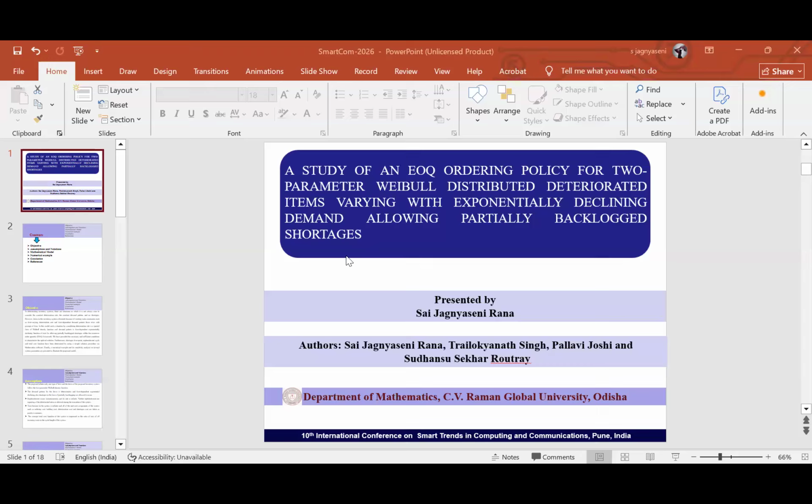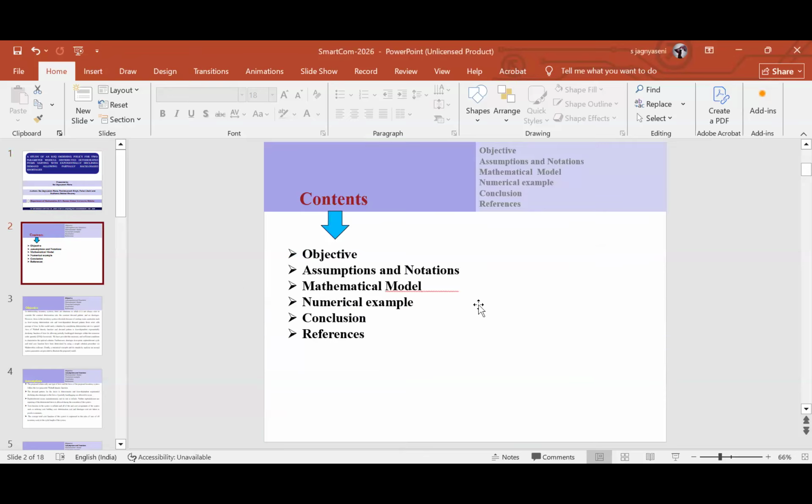So, I am Sai Jagyashini Rana, a research scholar of the Department of Mathematics, C.V. Raman Global University. And today my presentation topic is a study of an EOQ ordering policy for two parameter variable distributed deteriorated items varying with exponentially declining demand, allowing partially backlogged shortages. These are my contents.